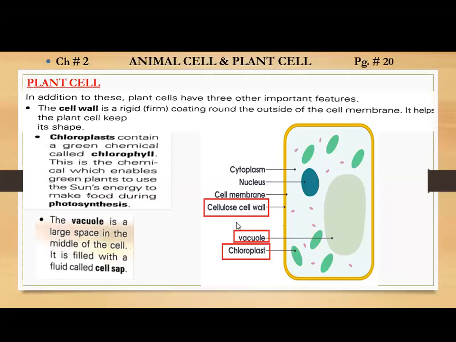The large vacuole is a large space in the middle of the cell. It is filled with a fluid called cell sap. This is the vacuole, and it is always located at the center of the cell. The function of the vacuole is to collect all the waste materials, and it has a liquid that is also called cell sap.